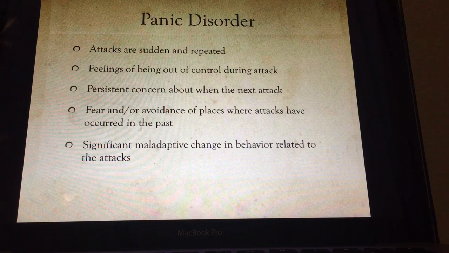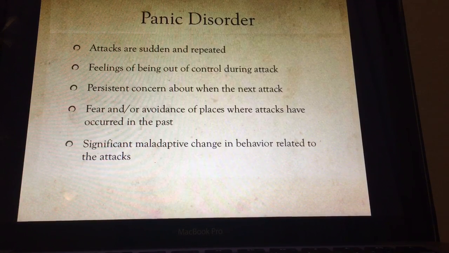Attacks are sudden and often happen very repeatedly in panic disorder. There are feelings of being out of control during the attack, and it's also very persistent to be concerned about when the next attack will happen. So they're constantly worried that they will have another panic attack or when it will happen. They fear and or avoid the places where prior attacks have occurred, and it's significant that there's a maladaptive change in behavior related to the attacks.